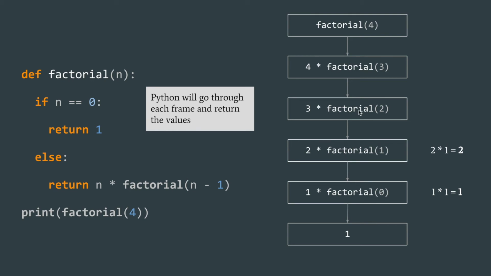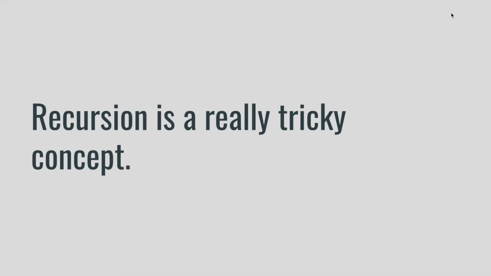And we're just going to keep jumping up. So 3 times 2, the product from down here, is 6. 4 times the factorial of 3, which we figured out was 6, we're just going to plug in up here. 4 times 6 is 24. So thus, the factorial of 4 is equal to 24.